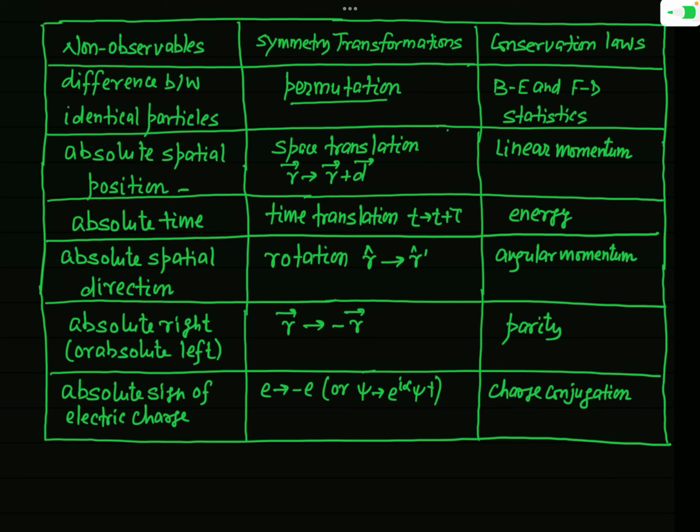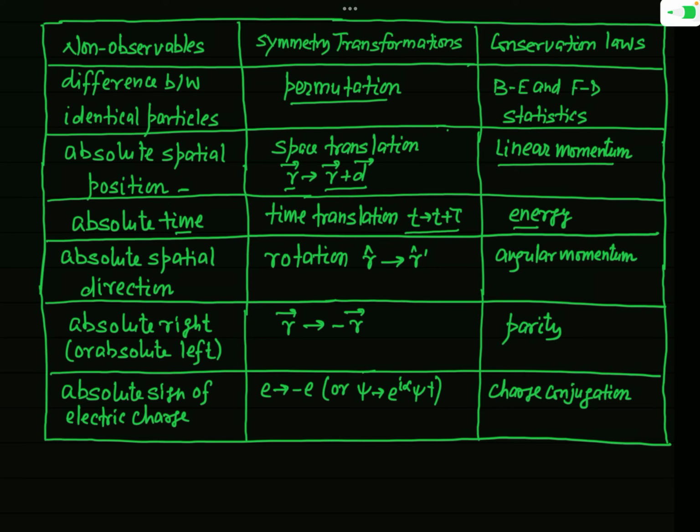This is a non-observable, and in this case the symmetry transformation is space translation, which is given as r is translated to r plus d, and by this you have seen that the linear momentum conservation principle results. Next is the non-observable absolute time, and for this time translation is the symmetry transformation, which means t is transformed to t plus tau, and this leads to the conservation principle of energy.